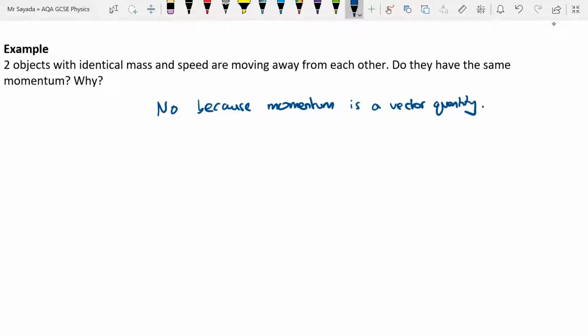And that means that a change in momentum, a change in direction, means a change in momentum. So here we have two objects moving in different directions. It doesn't matter that they have the same mass and speed. They do not have the same velocity because they're moving in different directions, so they therefore have different momenta. They will have the same magnitude of momentum, so the size of their momentum will be the same, but the direction of their momenta will be different.